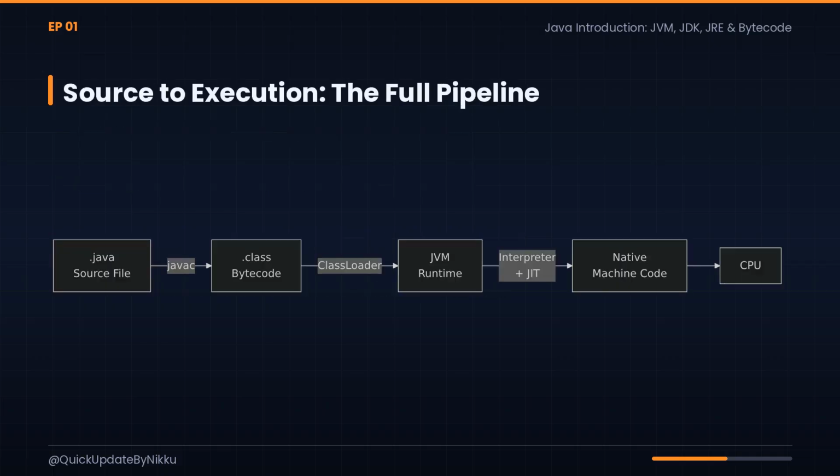This pipeline is the central mechanism of the Java platform. Javac performs lexing, parsing, type checking, and code generation to produce bytecode. The JVM class loader pulls that bytecode in at runtime. The interpreter begins executing it immediately, while the JIT compiler profiles hot methods and recompiles them to native code for peak throughput. Every stage of this pipeline is worth understanding deeply, and we will cover each one.